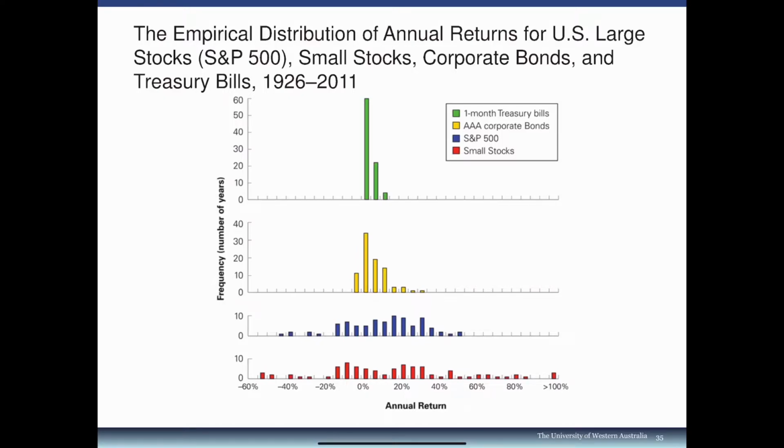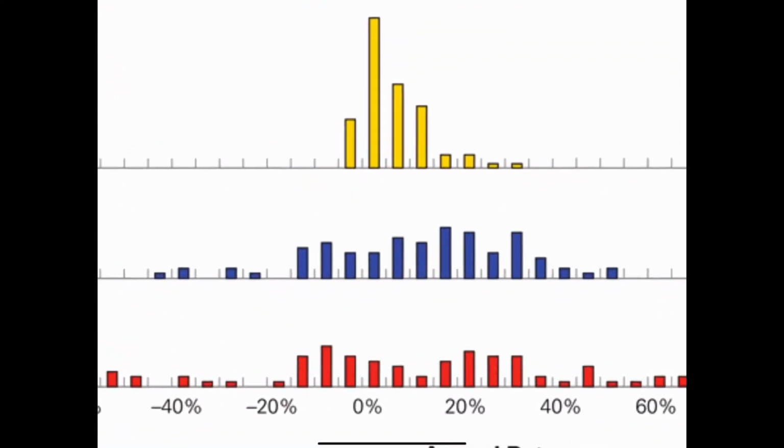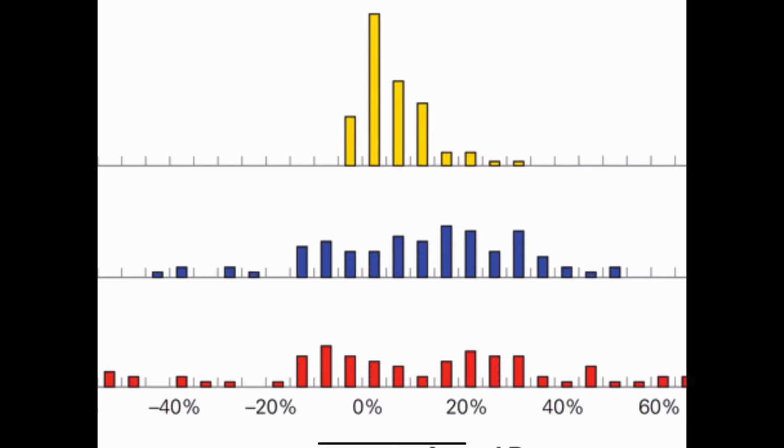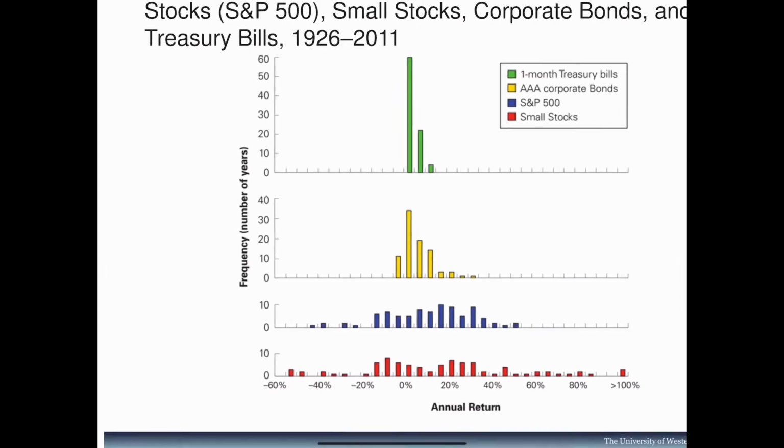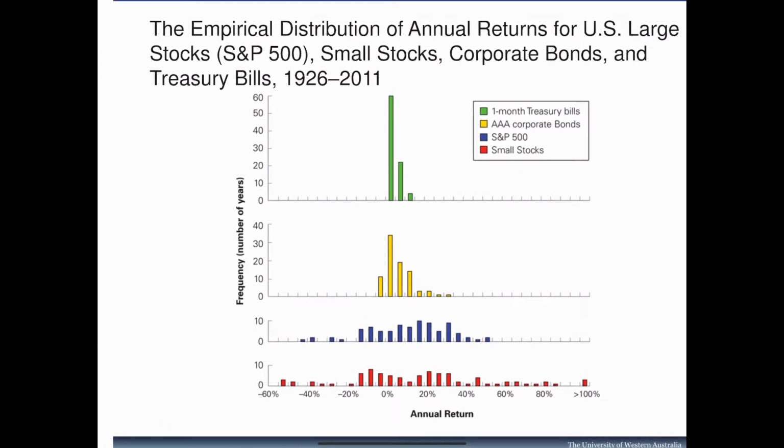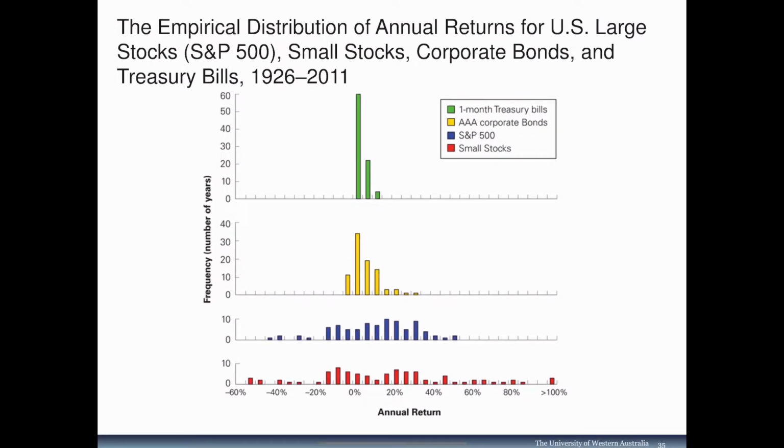On the x-axis, that is the return range between minus 60% to 100%. And on the y-axis, that's just the frequency. How many times does that fall into that particular bin? That looks like between 0 to 5%, 5 to 10, 10 to 15, 15 to 20. So how many years does it fall into a particular bin? In this case, the green color is the 1 month treasury bills. AAA, which is very, very safe compared to AA or A, is probably the safest corporate bonds that you can buy. And then the blue one is the S&P 500, and the red one is the small stocks.